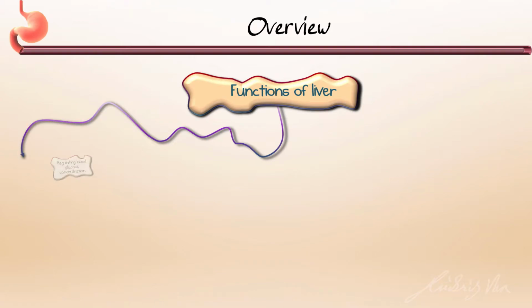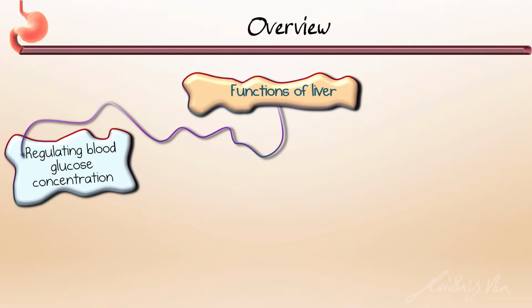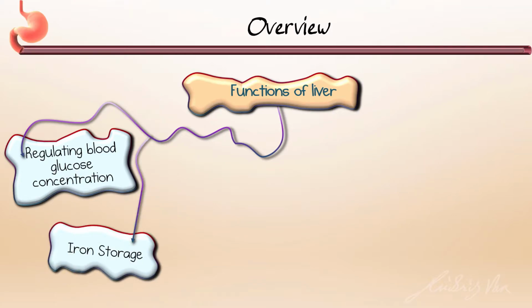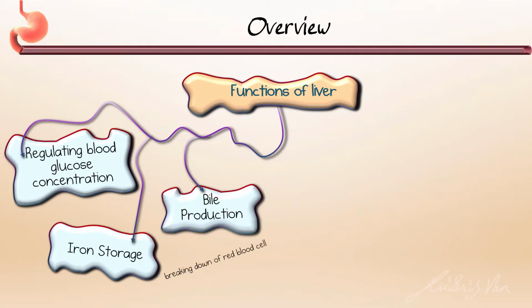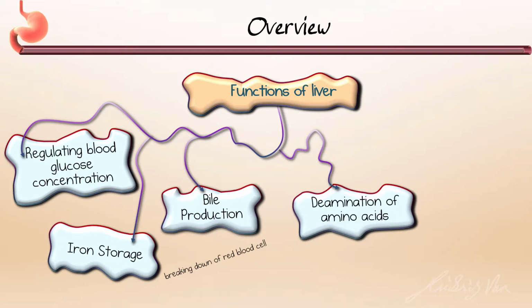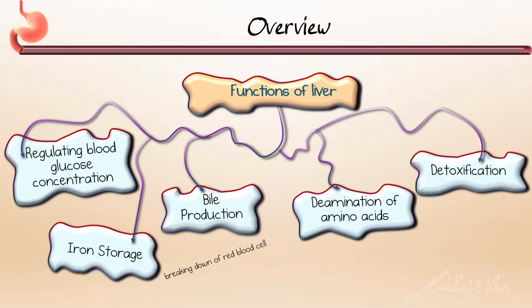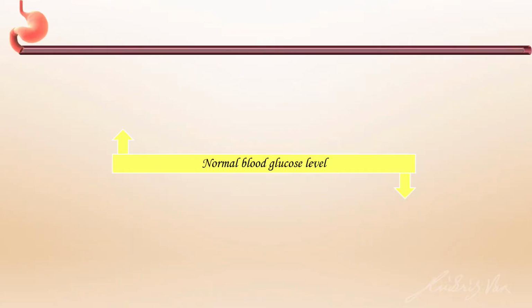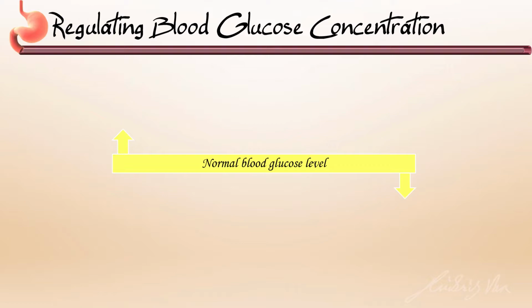We will first start by looking at the overall view of the function of liver, which is regulating of blood glucose level or carbohydrate metabolism. Liver is also involved in iron storage as well as bile production. These two are related to the breaking down of red blood cell, the deamination of amino acid, as well as detoxification of alcohol.